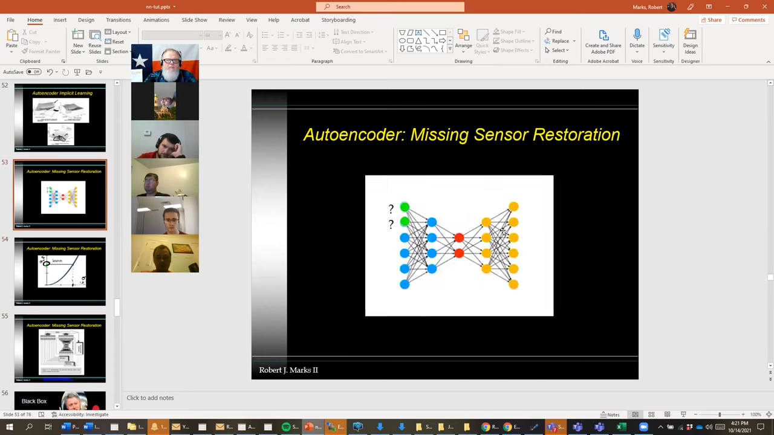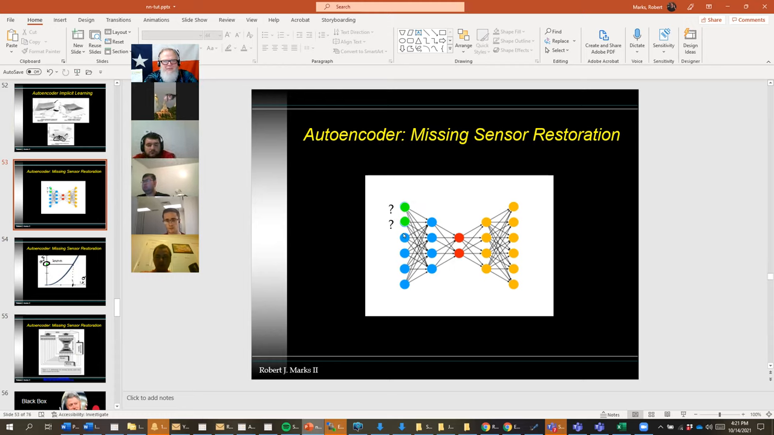So with that, here's the idea behind autoencoder missing sensor restoration. We literally applied this to missing accelerometers on a Boeing aircraft engine. They used to put these accelerometers on the aircraft engine in order to monitor the performance. And the interesting thing is that the electronics that failed the most in the engine was the accelerometers.